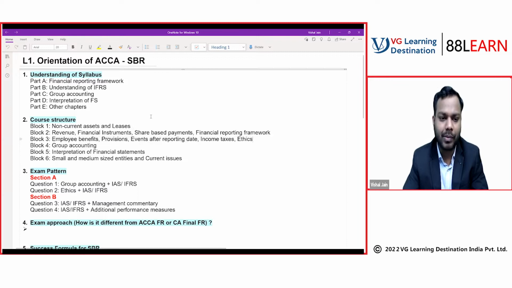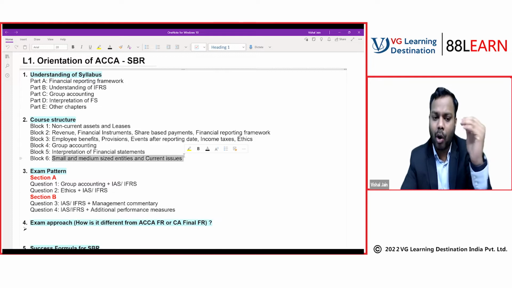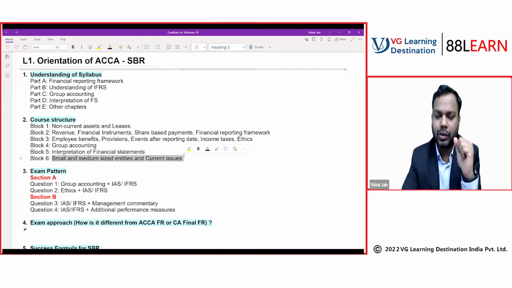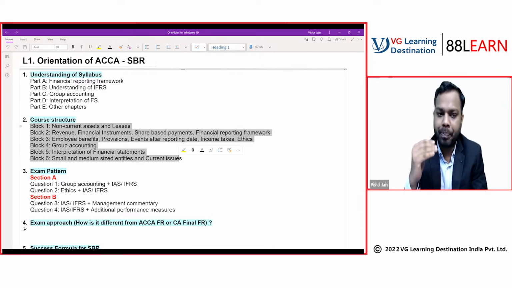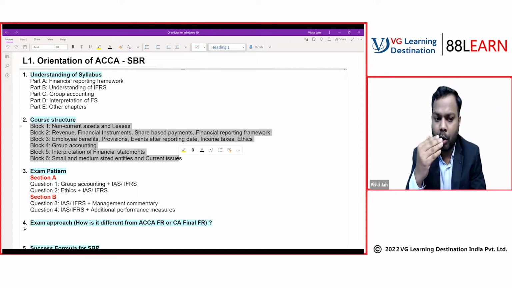Now, ethics comes under the other chapters. The fourth block is group accounting, which forms part C. The fifth block is interpretation of financial statements, which is part D, and the sixth block is small and medium sized entities and current issues. So these are the blocks which we will follow. Our course structure will be this one. We go block by block. First we complete block 1, then block 2, then block 3, then block 4, then block 5, then block 6.